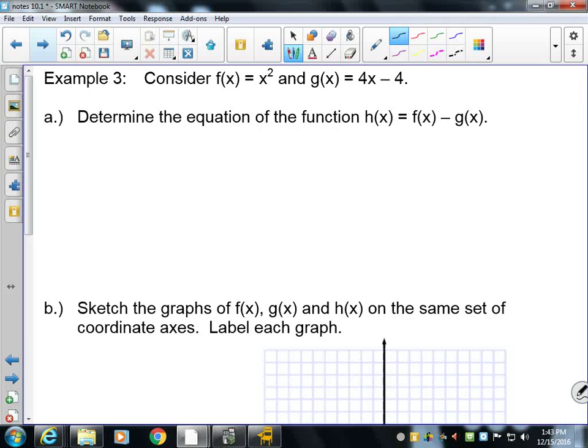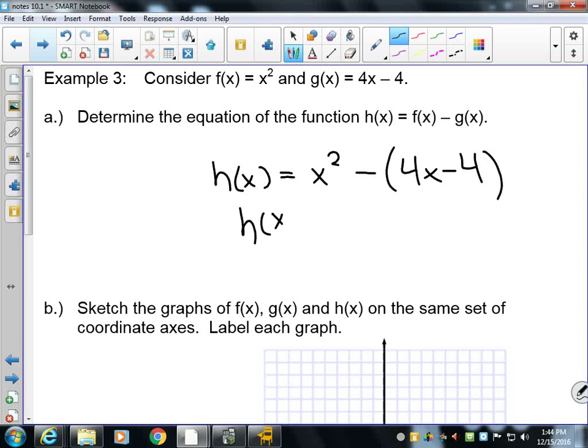So, how do you find this next equation? You know? We got to subtract, right? So we get h of x is equal to, sorry, x squared minus 4x minus 4. So that gives us h of x is equal to x squared minus 4x plus 4. What is that thing? That's a quadratic, is it not? What are quadratics? Parabolas.